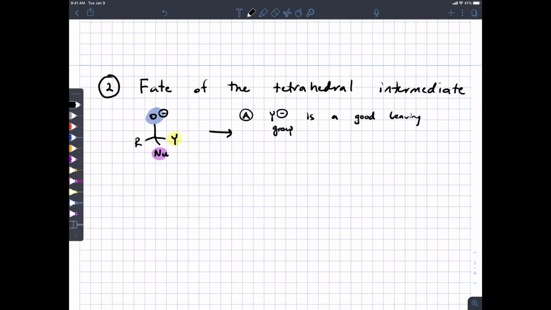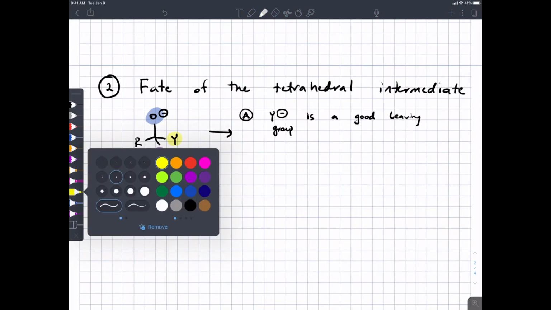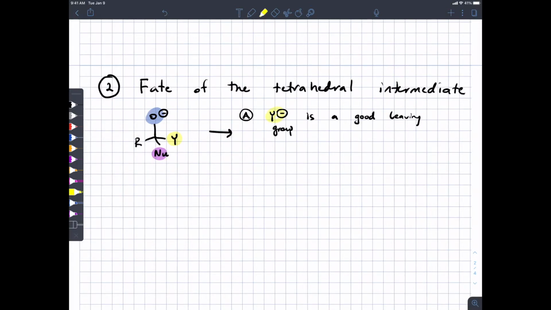Okay, well, good is always relative. Good is sort of a relative term. So what do we mean by good? Well, it's a good leaving group relative to a negatively charged oxygen. Because ultimately we're going to ask, is it better to have the negatively charged oxygen in the tetrahedral intermediate, or is it better for the Y group to leave and have the negative charge on the Y group? So is it a good leaving group relative to a negatively charged oxygen?